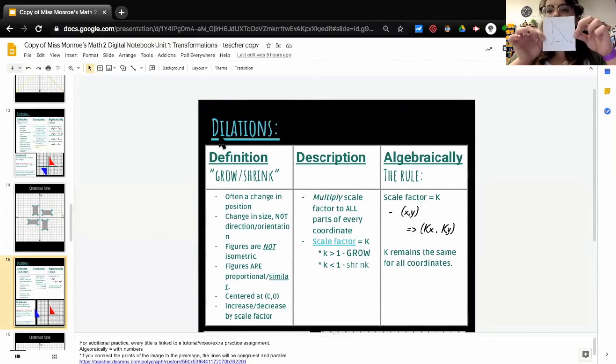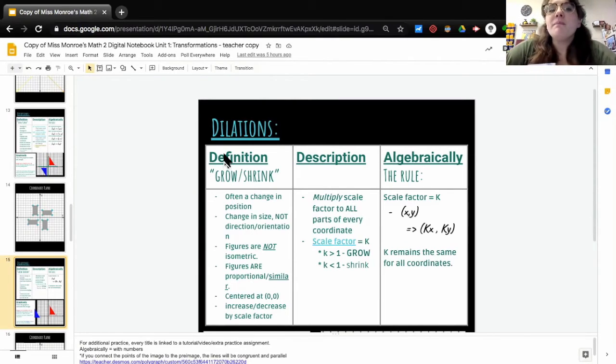Dilations are when you take a shape and make it bigger or smaller. We're not changing the size or the shape. Oh, we are changing the size. We're changing the size, but we're not changing the shape or the angle measures or the actual orientation. That's what I was trying to think of, the word.